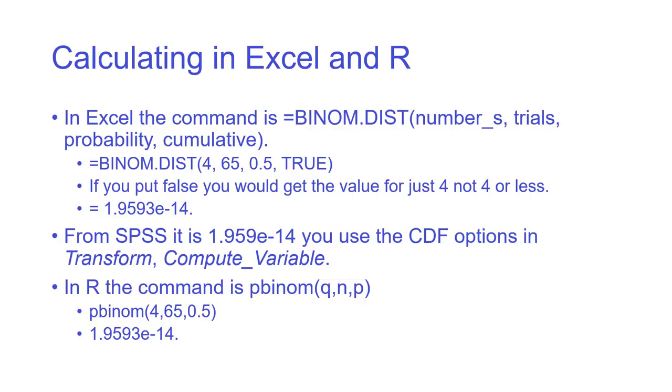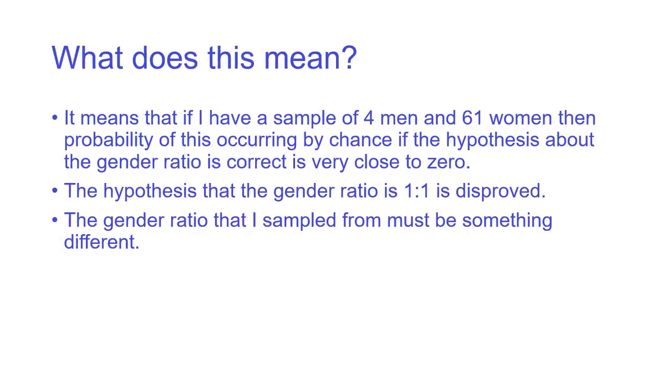And you can calculate it in R using the function which says pbinom, and the format is very similar to that for Excel. You put in 4, the number of successful trials, you put 65, the number of trials you've carried out, and 0.5, the probability. In R, you do not have to specify true or false for whether it's that particular bin of the histogram. It automatically just sums the tails.